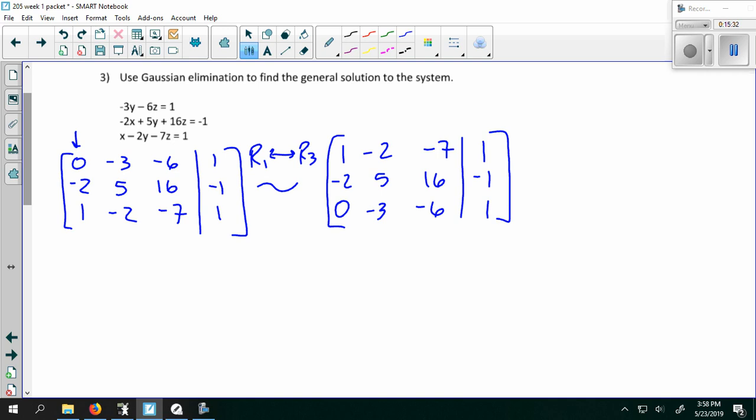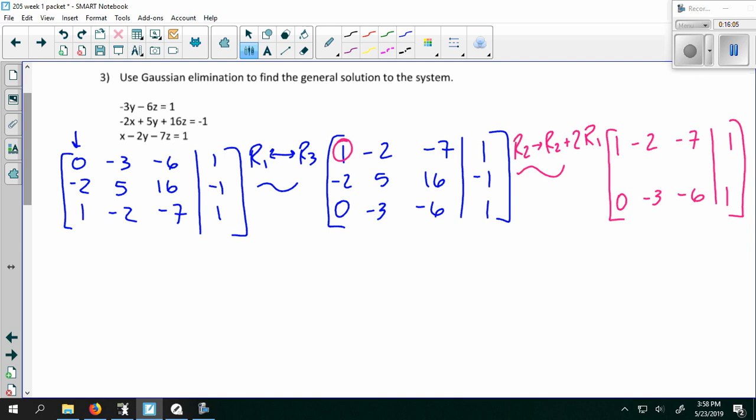Okay, so now I work left to right, column by column. I want to eliminate everything under this 1. That's my first pivot position. I want zeros underneath it. So I am going to change row 2. It's going to become row 2 plus 2 row 1. So the only thing changing is row 2, so I'm going to copy row 1 and row 3. Okay, and row 2 becomes row 2 plus 2 row 1.